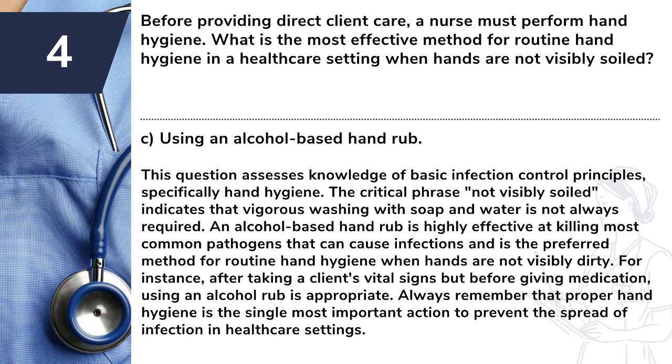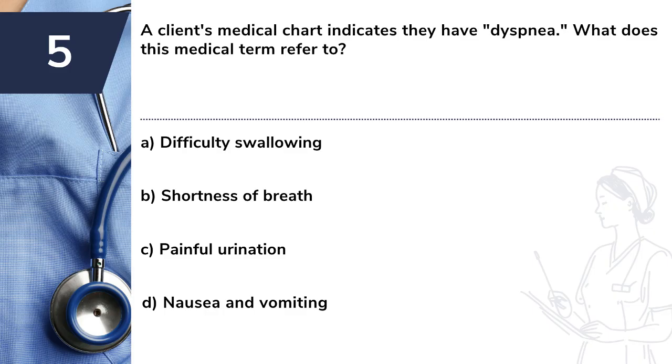Question 5. A client's medical chart indicates they have dyspnea. What does this medical term refer to? A. Difficulty swallowing. B. Shortness of breath. C. Painful urination. D. Nausea and vomiting.